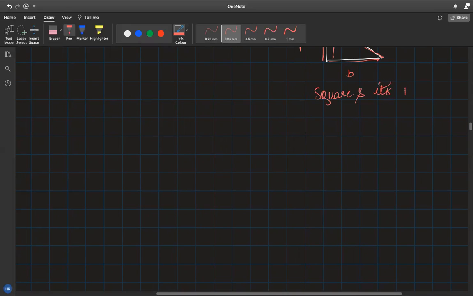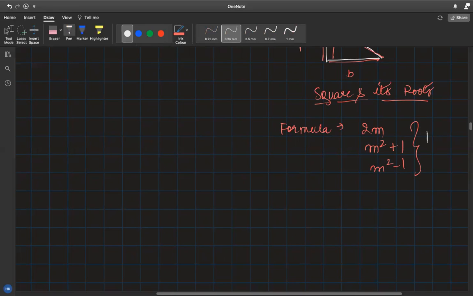I am talking about this in terms of squares and their roots, which means there is a formula. What does this formula say? 2m, m square plus 1 and m square minus 1. This is also a formula to find the triplets. Generally, when it is mentioned that you only have to find one member, when your one member is given, find the other two members.